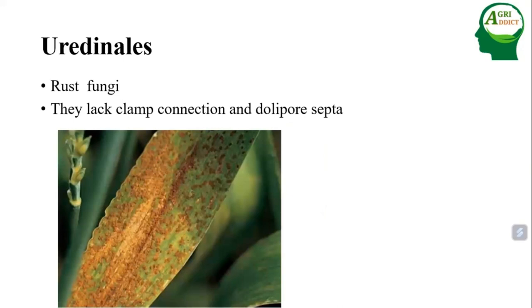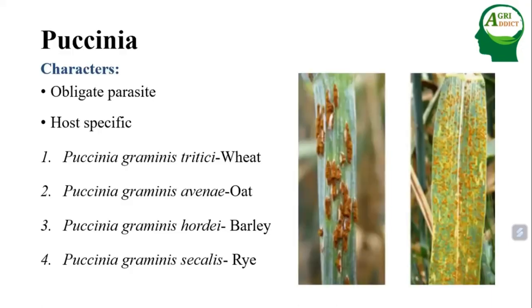Coming to the important orders, the rust which comes under Uredinales. Rust and smut fungi lack the clamp connection and dolipore septa, as here we can find the dikaryotic condition through different ways. So there is no need of clamp connection and dolipore septa. An important genus is Puccinia. This is an obligate parasite which requires a living host for its survival. And it is very specific for a particular host. For example, Puccinia graminis tritici will infect only wheat, whereas avenae infects oat, hordei infects barley, and secalis infects rye.